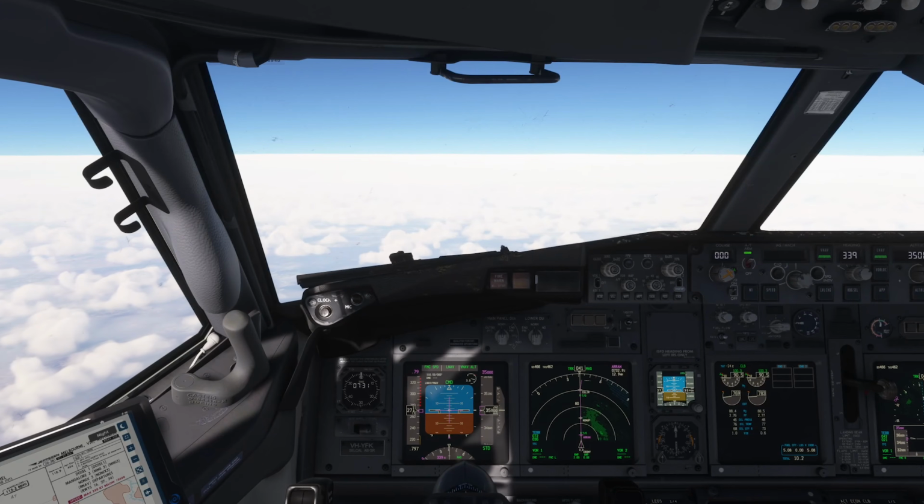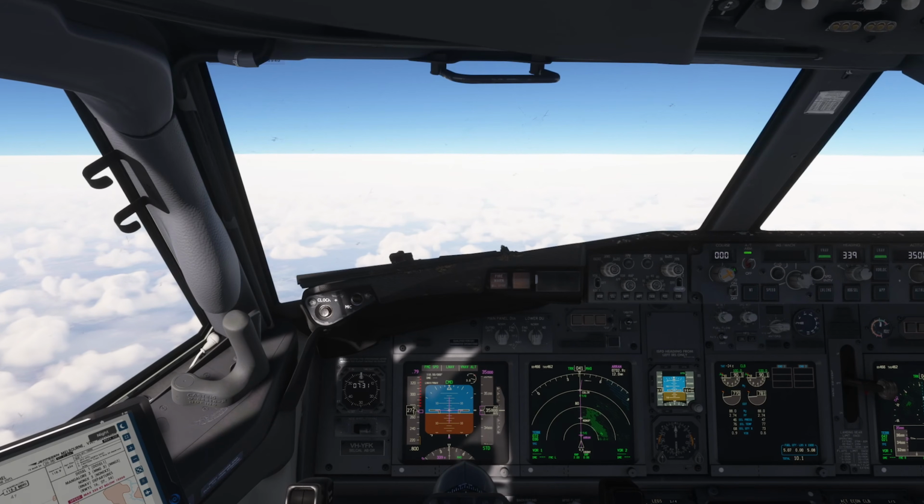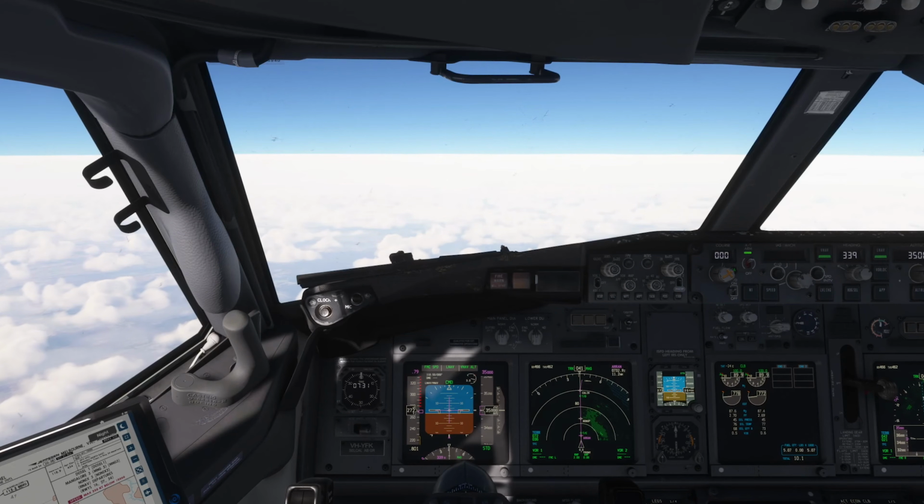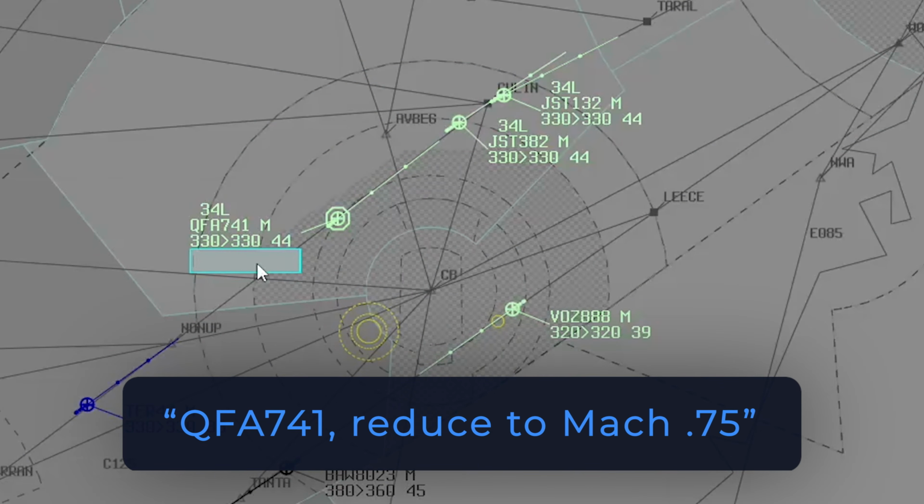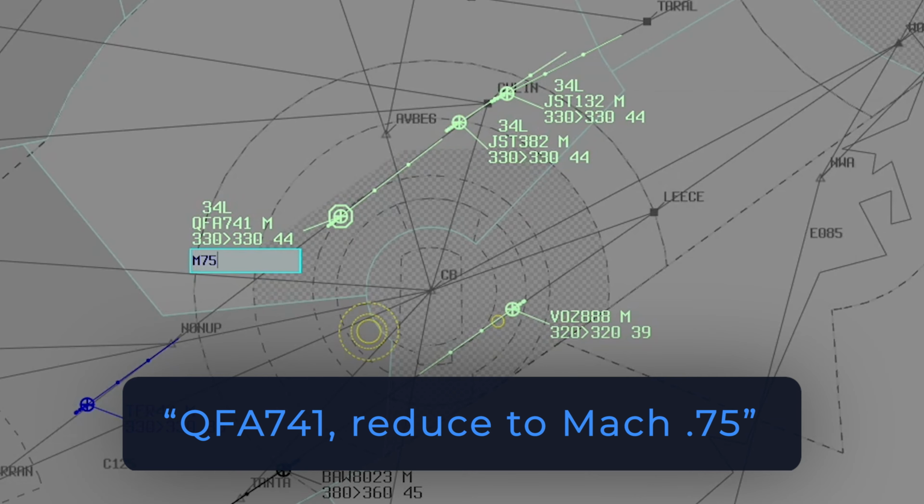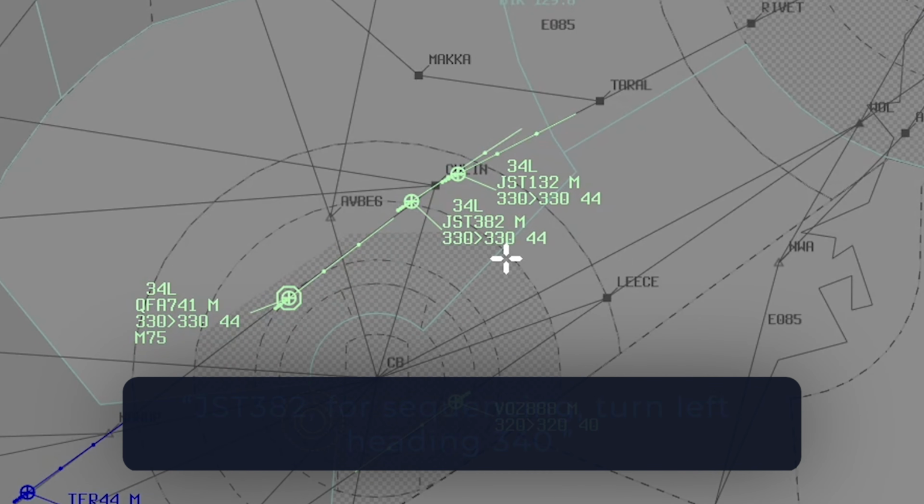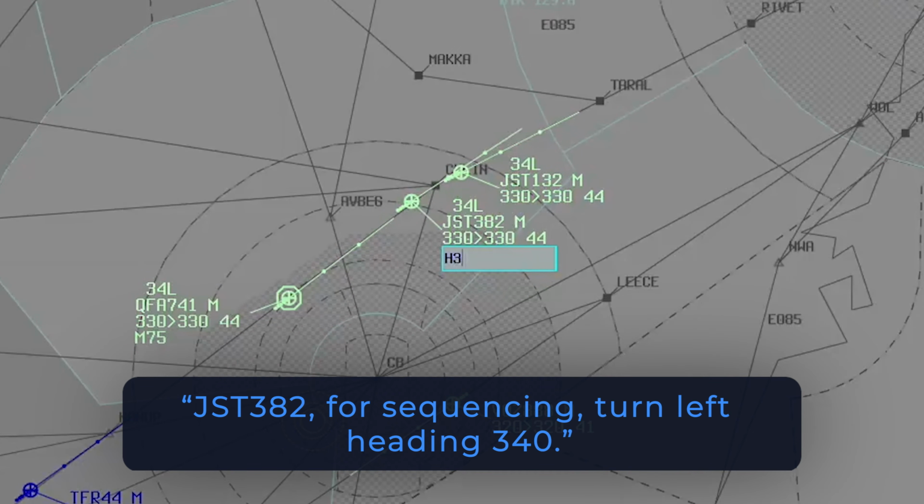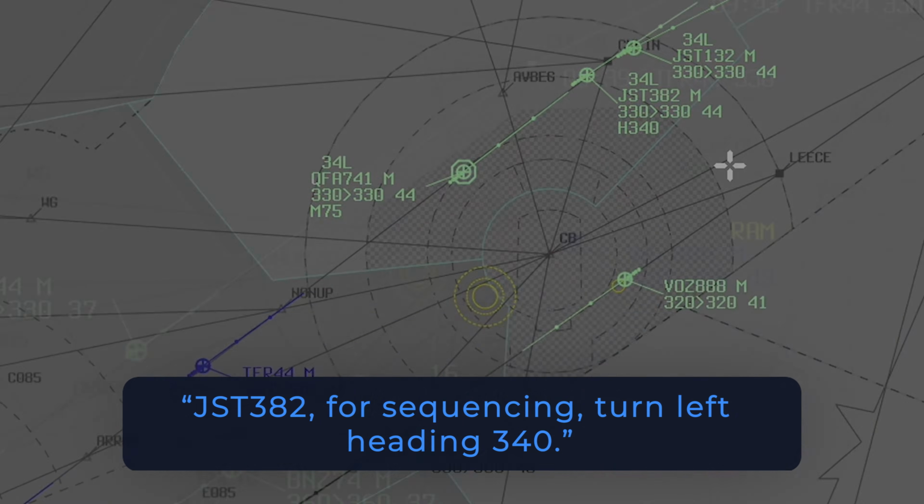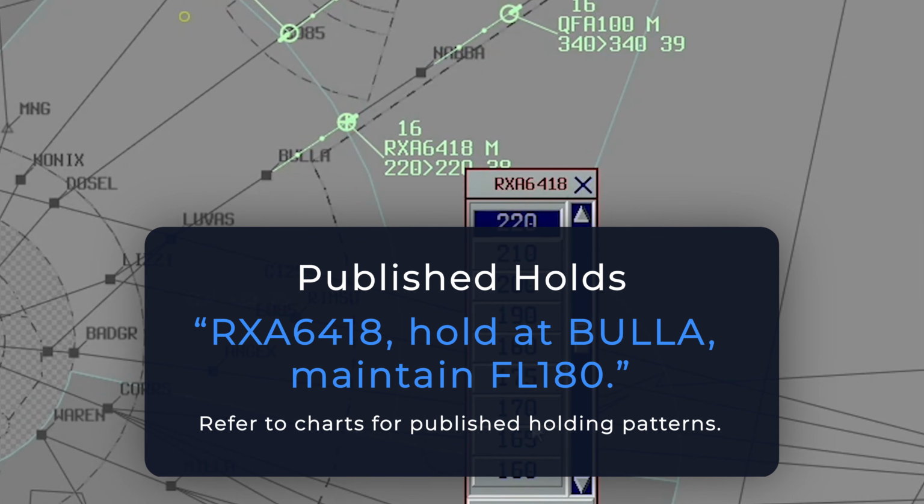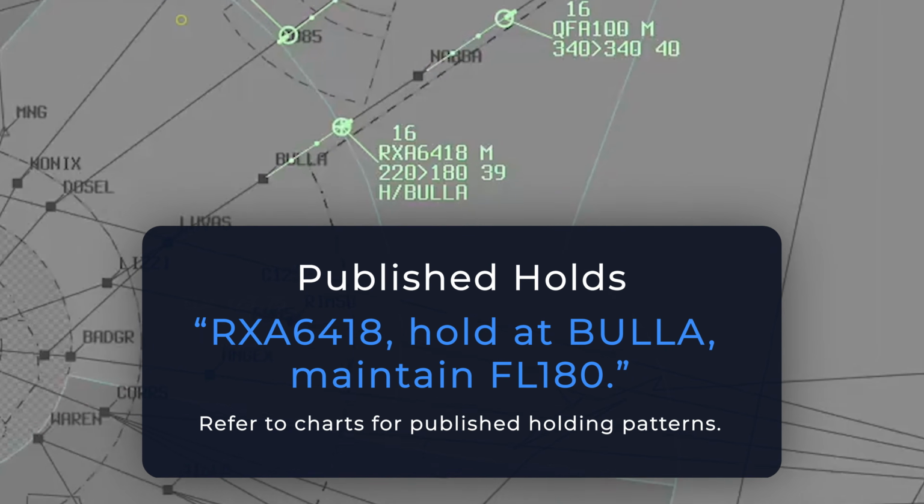Once you have been identified by the departures controller, you are no longer required to report your level passing to subsequent ATC facilities. On first contact with centre or approach, only report your cleared level. During the en route phase of your flight, expect delays for sequencing. This can be done through speed control: Qantas 741, reduced to Mach decimal 75. Vectors: Jetstar 382, for sequencing, turn left heading 340. And holding patterns: Rex 6418, hold at Buller, maintain flight level 180.